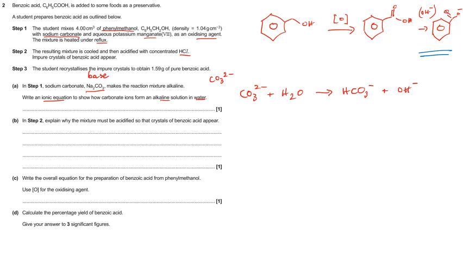So you write that down. I'll let you write that down yourselves, but you're basically saying in a nice sentence that you protonate the benzenoate ion created in the reflux reaction. Okay, so question part C: write the overall equation for the preparation of benzoic acid from phenylmethanol.